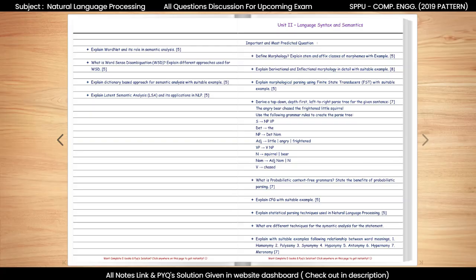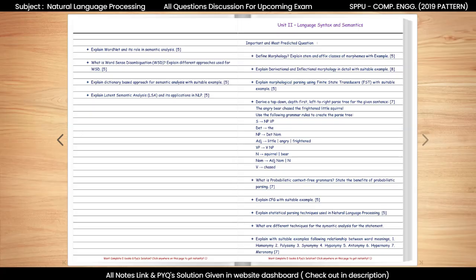Now, let us move on to our next important topic, word sense disambiguation. From this topic, we can expect questions such as, what is word sense disambiguation? Explain different approaches used for word sense disambiguation. Word sense disambiguation is the task of identifying the correct meaning of a word based on context. Approaches include knowledge-based methods using dictionaries, supervised learning using labeled data, and unsupervised learning using patterns in text.